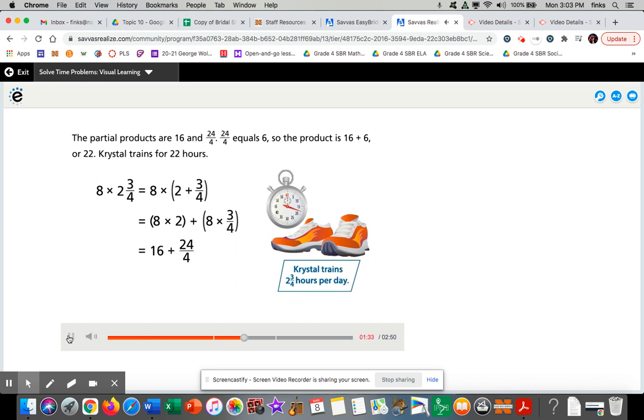The partial products are 16 and 24/4. 24/4 equals 6, so the product is 16 plus 6, or 22. Crystal trains for 22 hours.